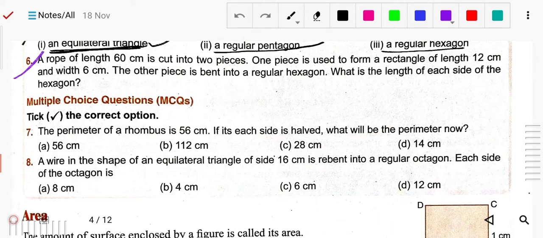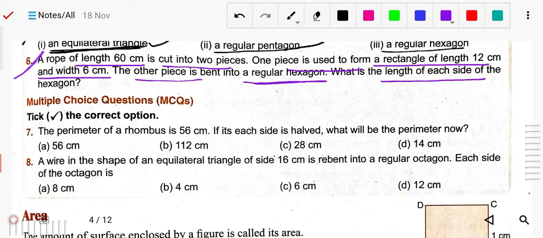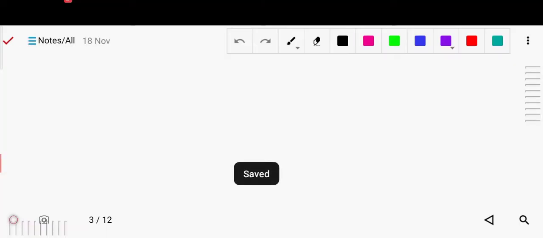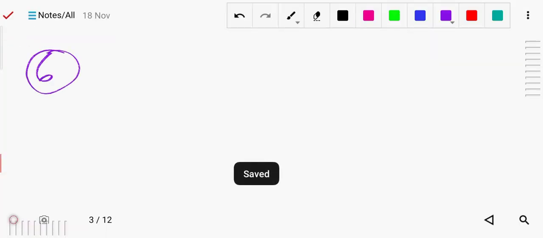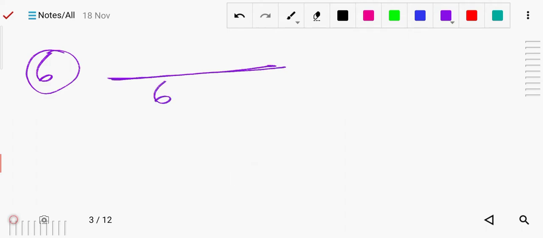Okay. Now next, question number 6: a rope of 60 centimeter is cut into two pieces. One piece is used as a rectangle, and the other is bent into a hexagon. What is each side of the hexagon, that you have to find. So it means in this question number 6, one rope is there. Its total length, from here to here, was 60 centimeter. It is cut from somewhere, I don't know exactly from the middle or where, but it is divided into two parts.